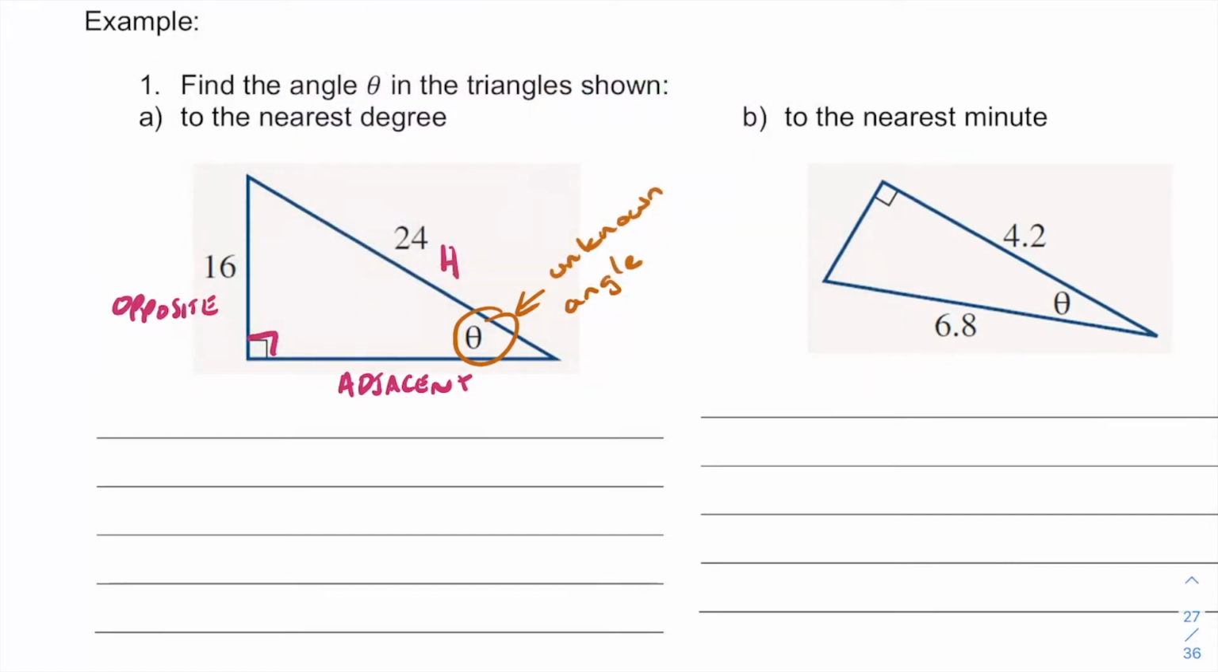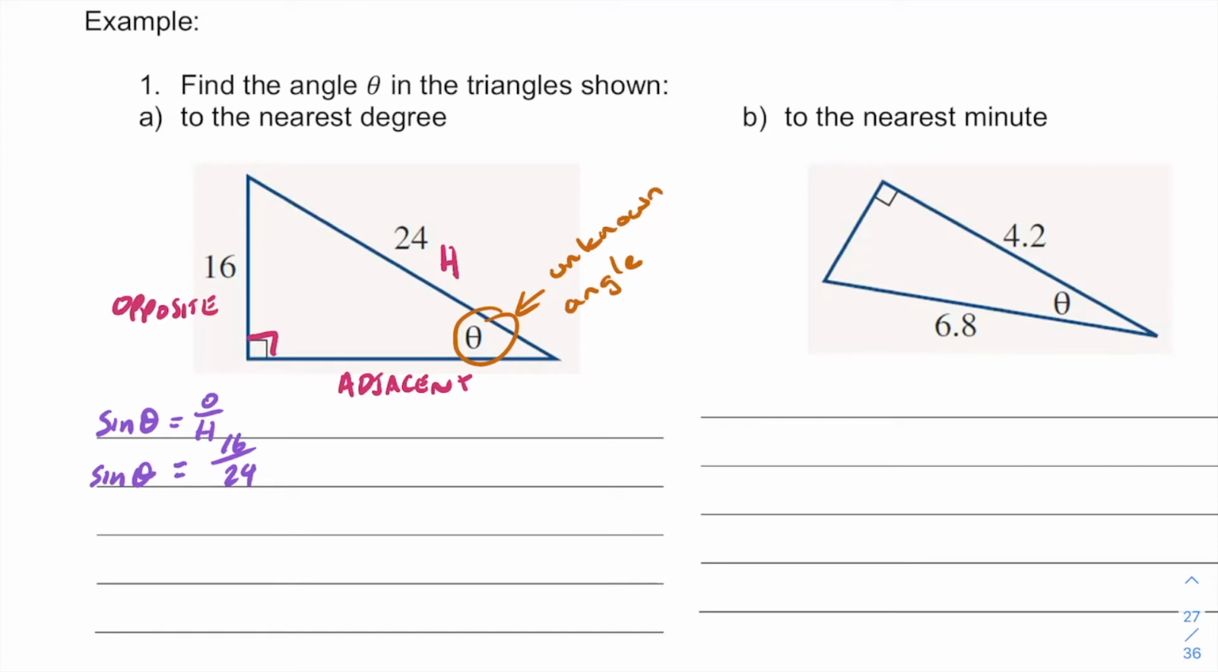Okay, so for this one we have the opposite side and the hypotenuse, so we're going to use the sine ratio. So sine theta equals opposite over hypotenuse, or the SO part of SOHCAHTOA. Alright, we're going to plug in exactly what we need. We don't know theta yet, so sine theta stays the same. Our opposite side is 16 and our hypotenuse is 24.